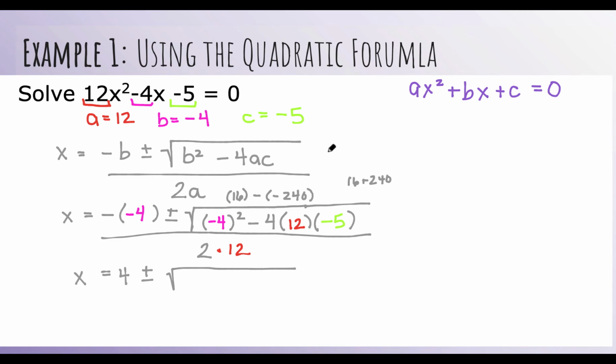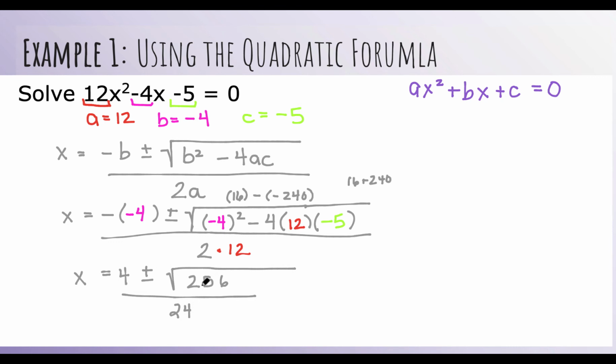Now you need to show all of this work, so I'm doing a little shortcut by simplifying what's underneath the radical. If you remember, this value under the radical we call the discriminant. So I'm just doing the discriminant work right here. But you need to show all of this work when you're solving your problems for your homework. So 16 plus 240 gives us 256. And all of this is going to be over 24.